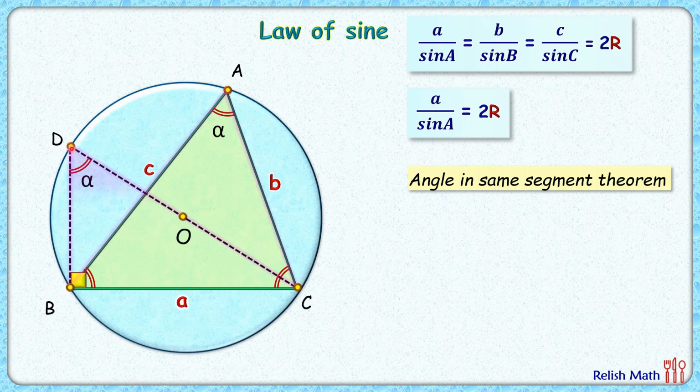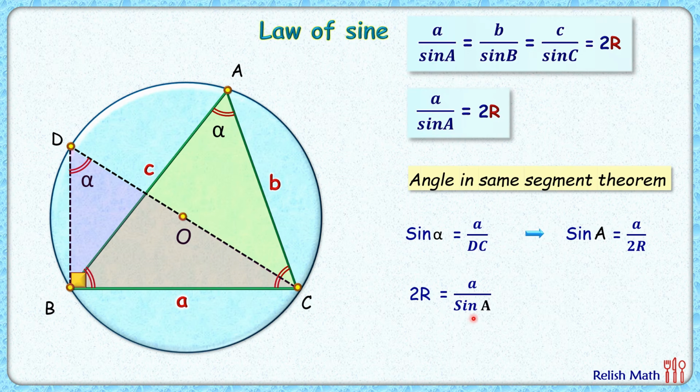Now in this right angle triangle DBC, applying trigonometric ratios, we get sine alpha is perpendicular upon hypotenuse. So sine alpha is BC upon DC. BC length is a, alpha is the same as angle A, and DC length is the diameter, which is 2r. So we get sine A is a upon 2r. Cross multiplying it, we'll get 2r is a upon sine A. Same way we can also prove 2r is b upon sine B and c upon sine C. And that's our proof.